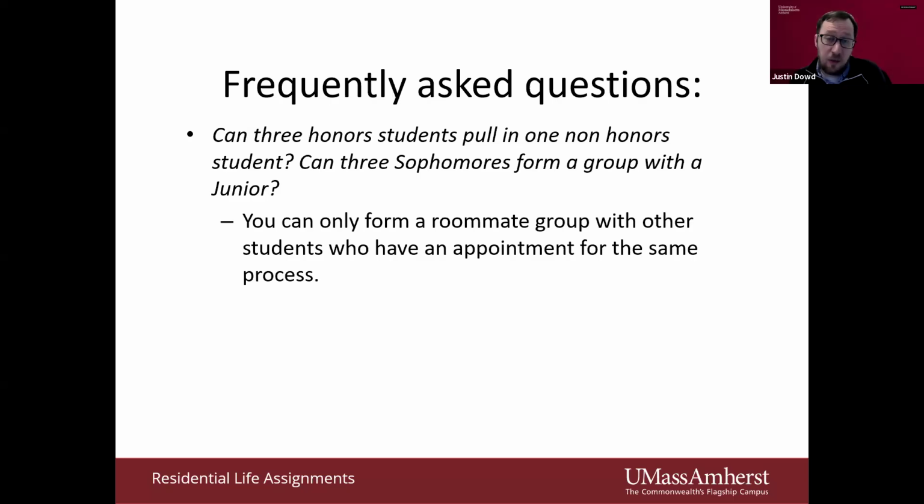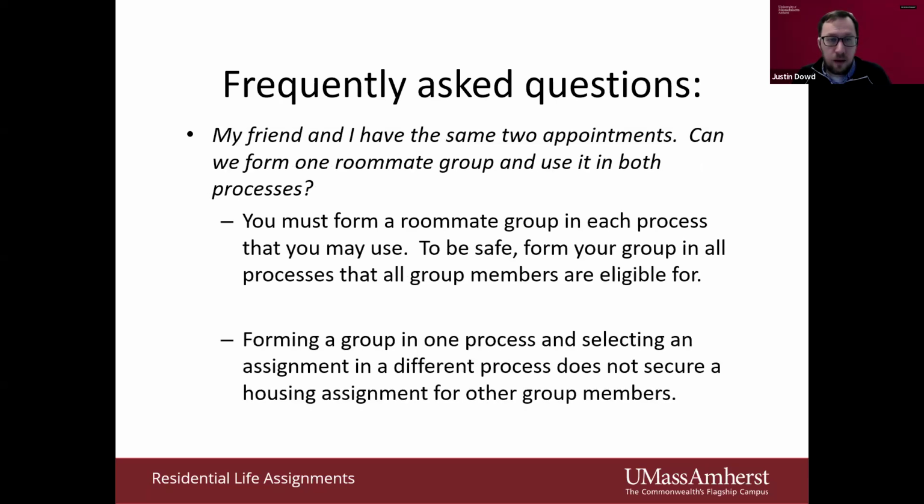They'll need to select something in our general housing first. Or if the priority is for everyone to live together, everyone should be looking in the process where everyone has an appointment, not just those 3 students, if that makes sense. The other piece is that when you form a roommate group, you can form a roommate group in both processes. And if you have multiple appointments, you should form a roommate group in every single process that you have an appointment for, if that's what you're looking for.